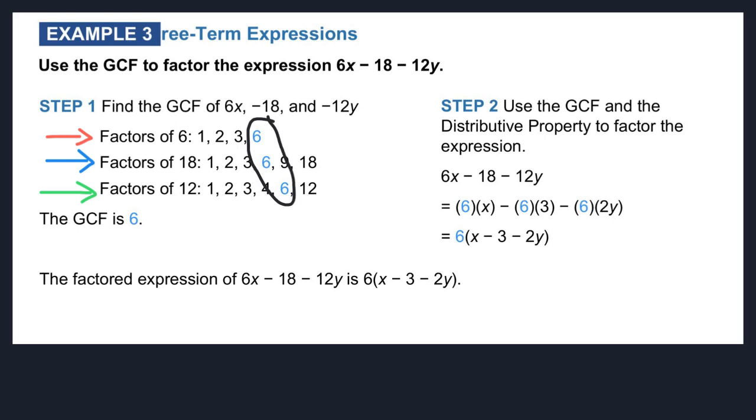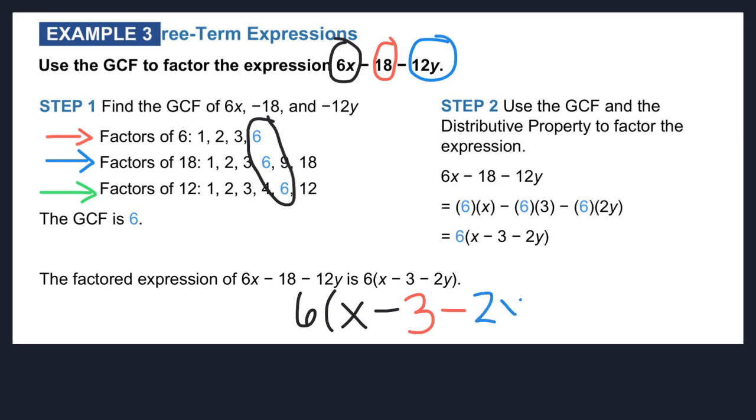They pulled out the 6. If we started with 6x and I pulled out the 6, I'm missing the x. Minus. If I need 18 and I took a factor of 6 out of it, 6 times 3 is 18. Minus. If I need 12 y's and I took a factor of 6 out, 6 times 2 is 12, and don't forget your y. There you go.